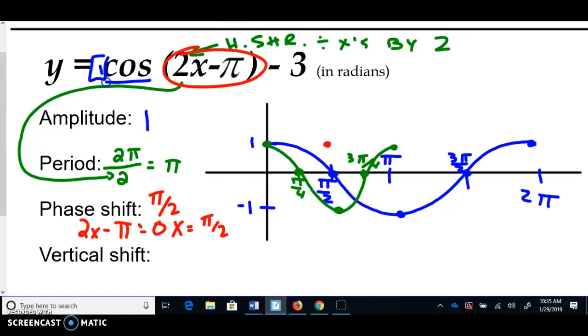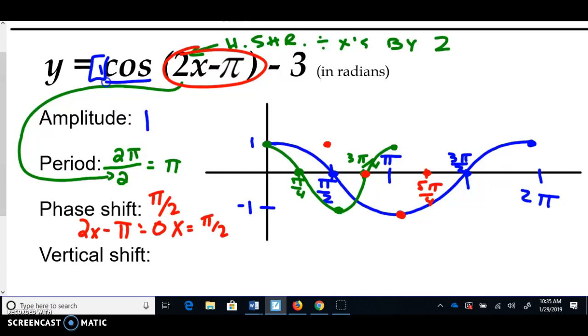Pi over 4, move it to the right 90, so this is at 45 plus 90, 135, 3 pi over 4. The green point that's at pi over 2, move it to the right 90, so pi over 2, 90, plus 90, 180, pi. The green point that's at 3 pi over 4, which is 135, plus 90, 225, 5 pi over 4.